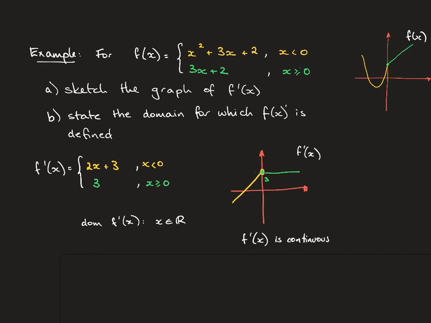And so what we're looking at in the original function is that as we move from the left hand side, the slope of the line is approaching 3, and as we approach from the right hand side, coming back this way, the slope of the line is approaching 3. In fact the slope of the line all the way along here is 3, because the formula for the line is 3x plus 2, and the slope of the line is the gradient, which is 3.